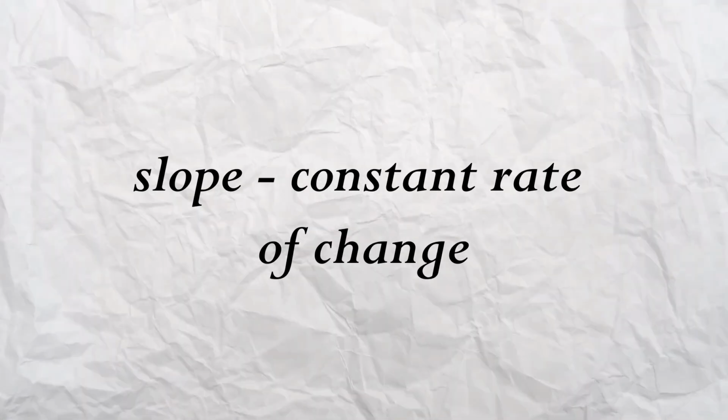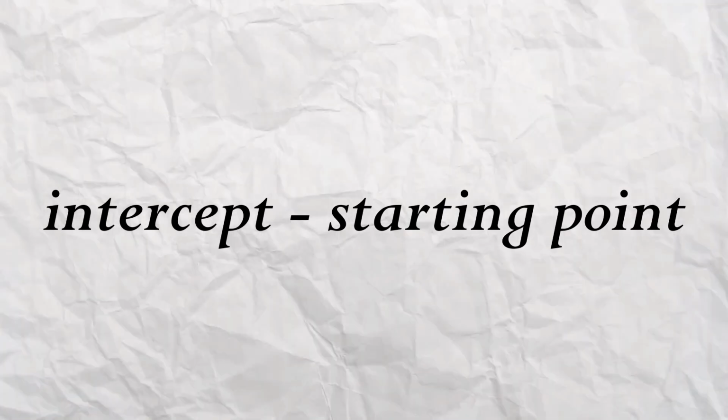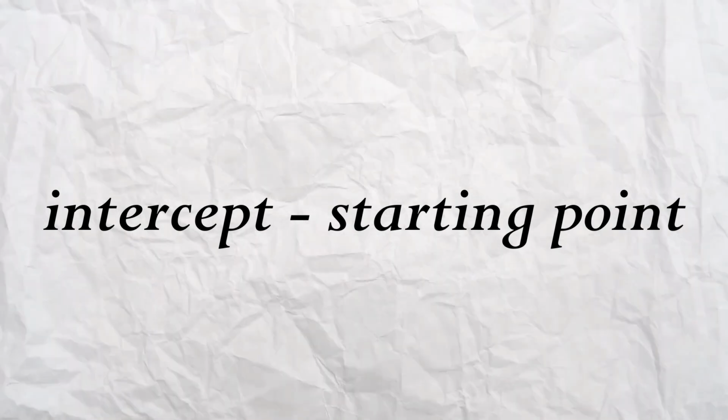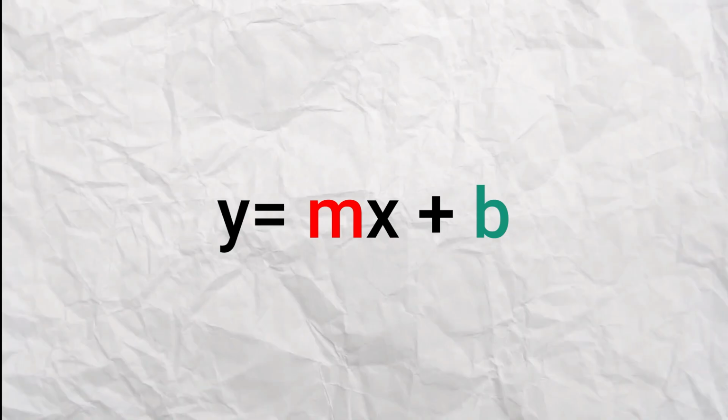So the most common form you'll see is slope-intercept form. Later we will talk about 2 other forms, but for right now let's focus on this one. This is taking the slope, which is the constant rate of change, and the intercept, which is where we start on the y-axis, or how much y we have at x equals 0. And there's a lot of variables in this. The equation is y = mx + b. That's y is equal to m times x, the whole plus b.